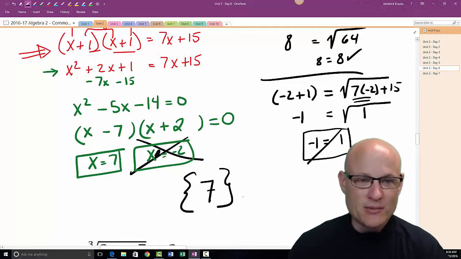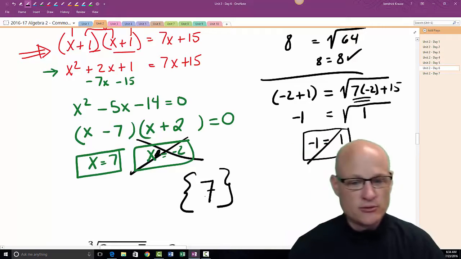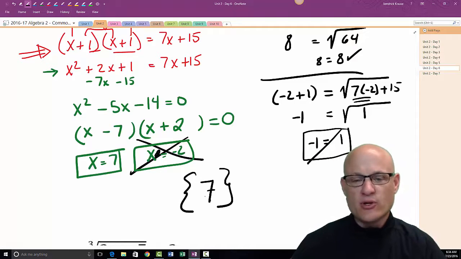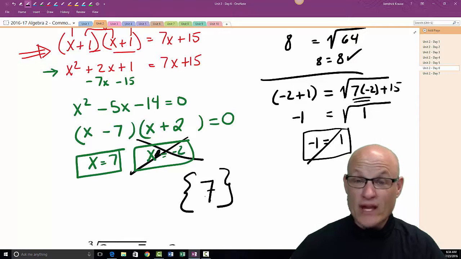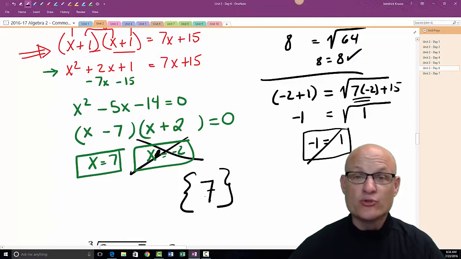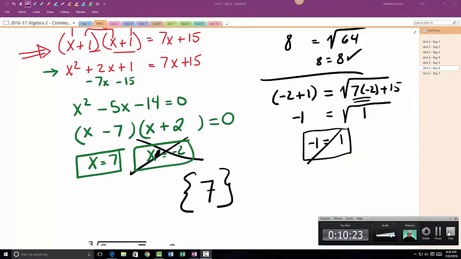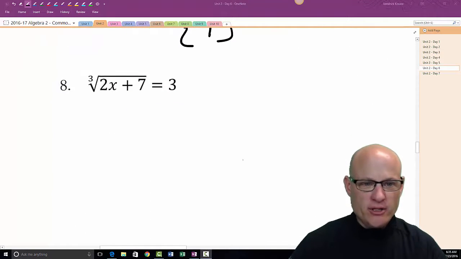And what happens is sometimes when you use solutions like this, when you do this way of solving things, you introduce extraneous solutions, and you got to learn to get rid of them. All right, that one's gone. All right, let's keep going.